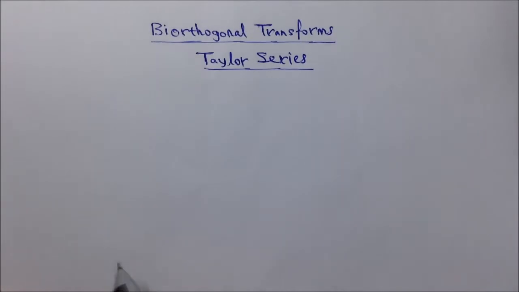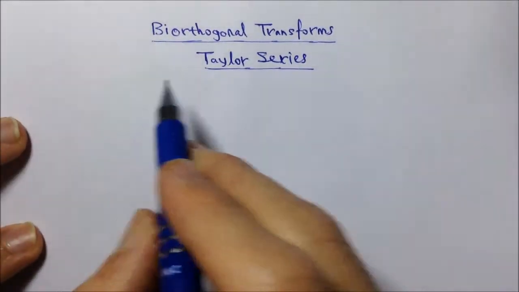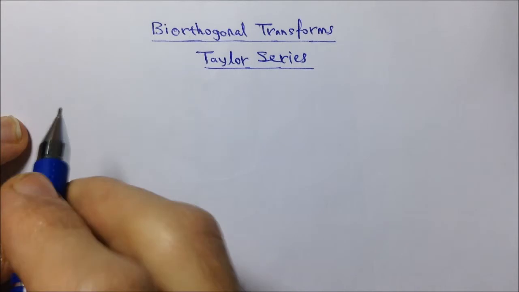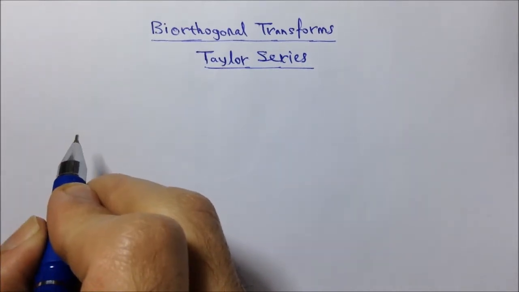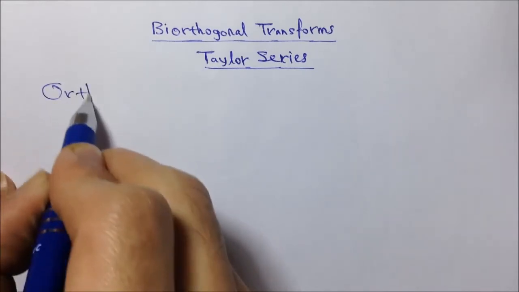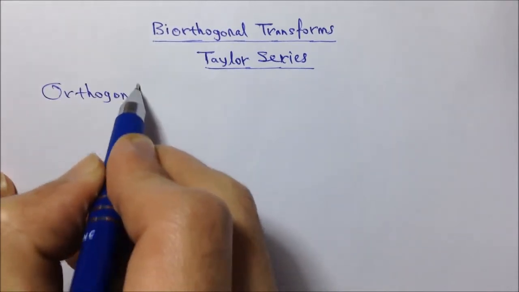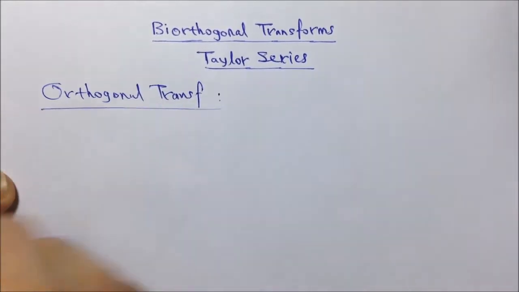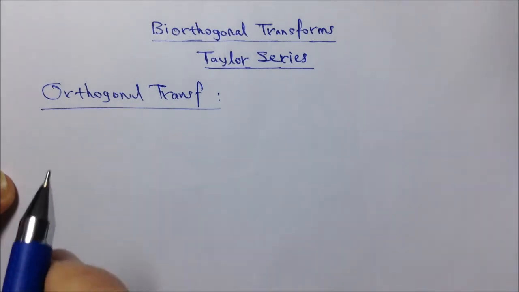Hi there. So in this video I'm going to talk about the bi-orthogonal transformations, and I'll take Taylor series as an example. So first of all, I'll try to review the orthogonal transformations. The Fourier series actually represents a perfect example of orthogonal transformations.